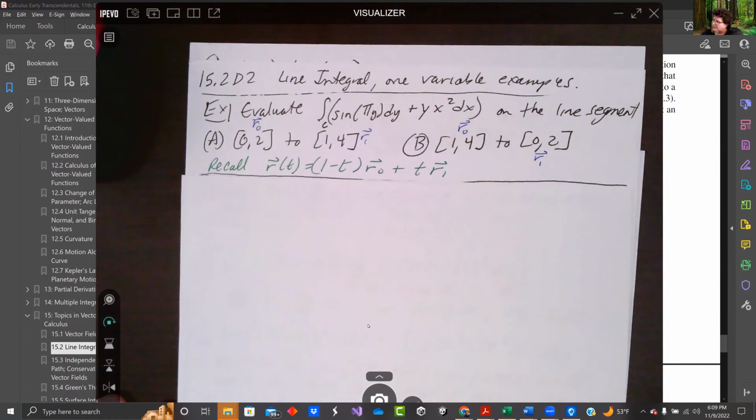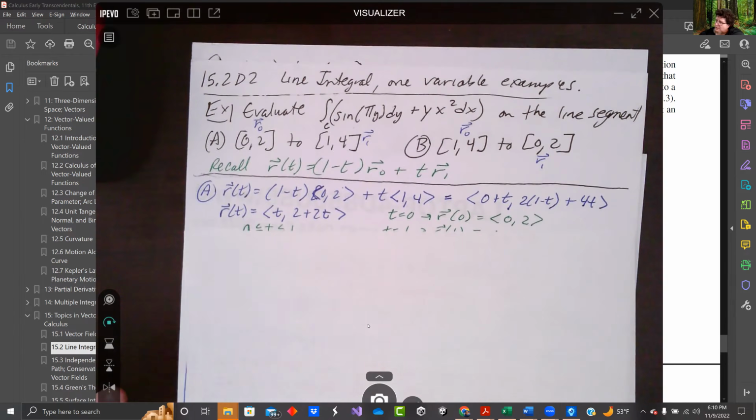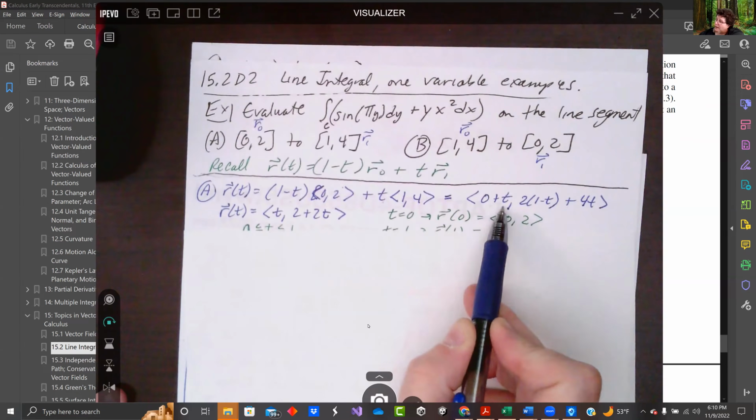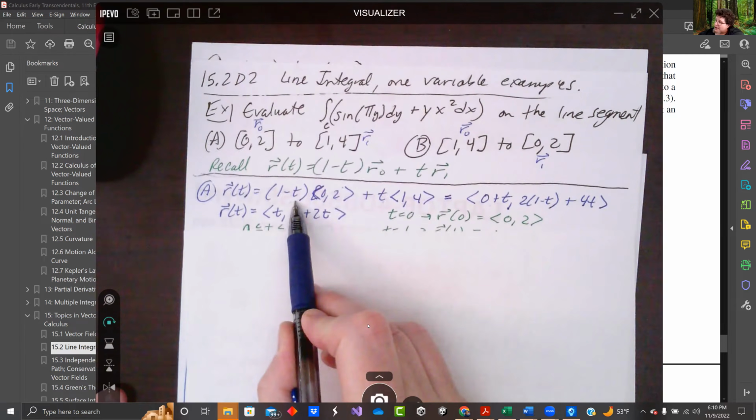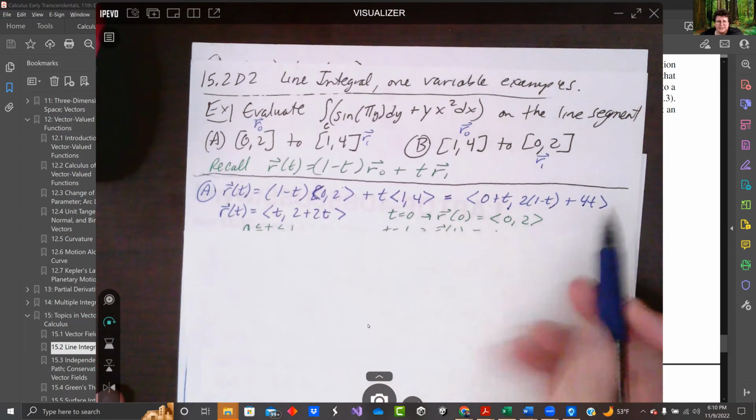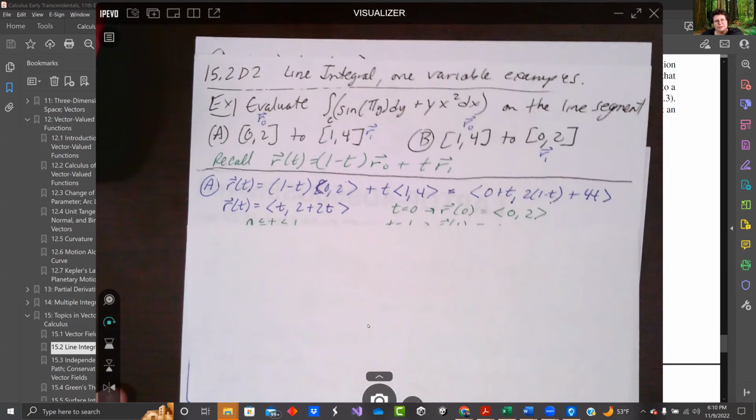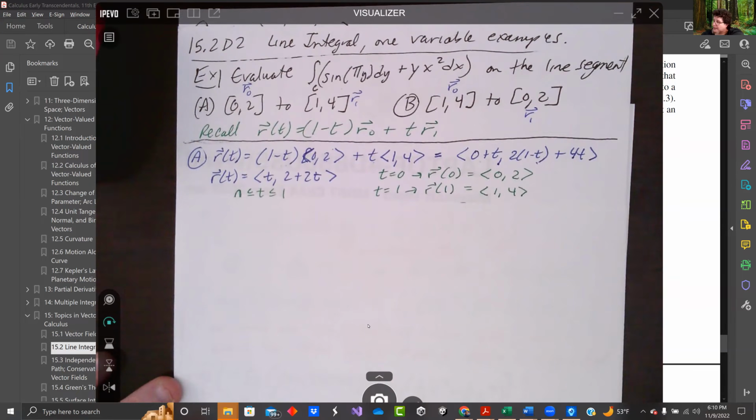So let's take a look at what happens. If I calculate R of t, I've got 1 minus t times 0,2 plus t times 1,4. You can see we've got 0 times 1 minus t plus 1 times t. We get 0 plus t for the first component. And then I've got 2 times 1 minus t plus 4t. So R of t ends up being t, 2 plus 2t. And we're going from t equals 0 to t equals 1 when we do this. And you can check it, plug in 0 and 1 and make sure you get your vectors the same.